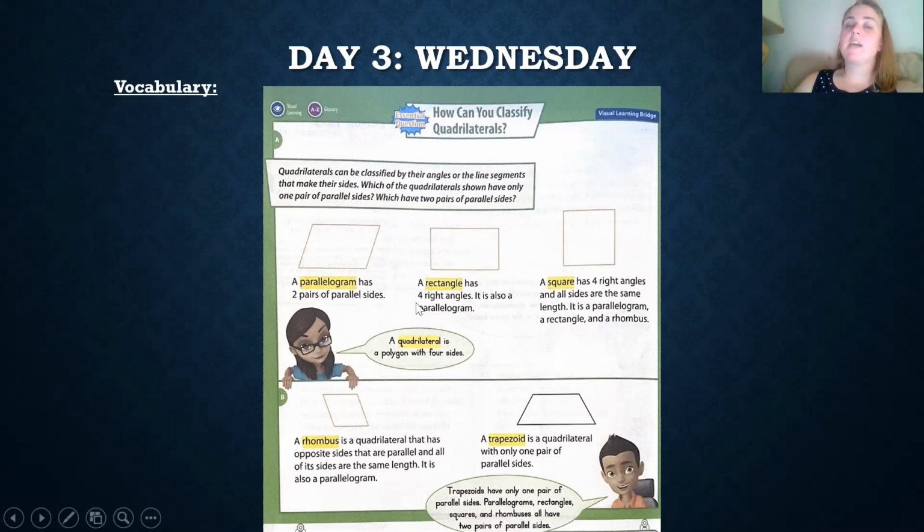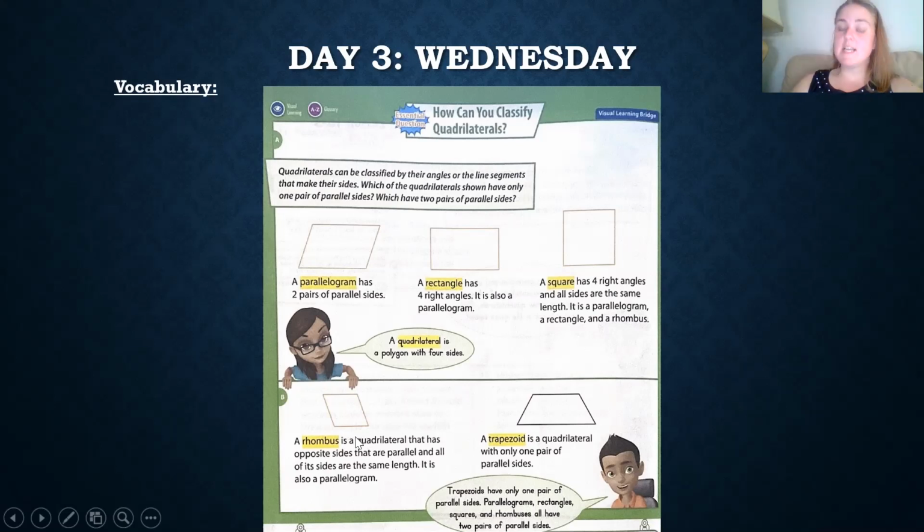A rectangle has four right angles. It is also a parallelogram, because again, the top and the bottom never intersect and the left and the right never intersect. The next one is a square. A square has four right angles and all sides are the same length. It is a parallelogram, a rectangle, and a rhombus.